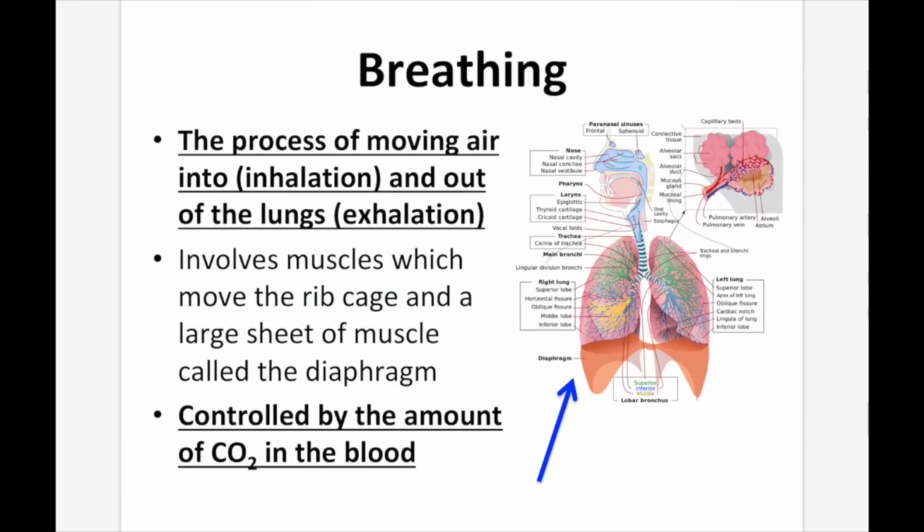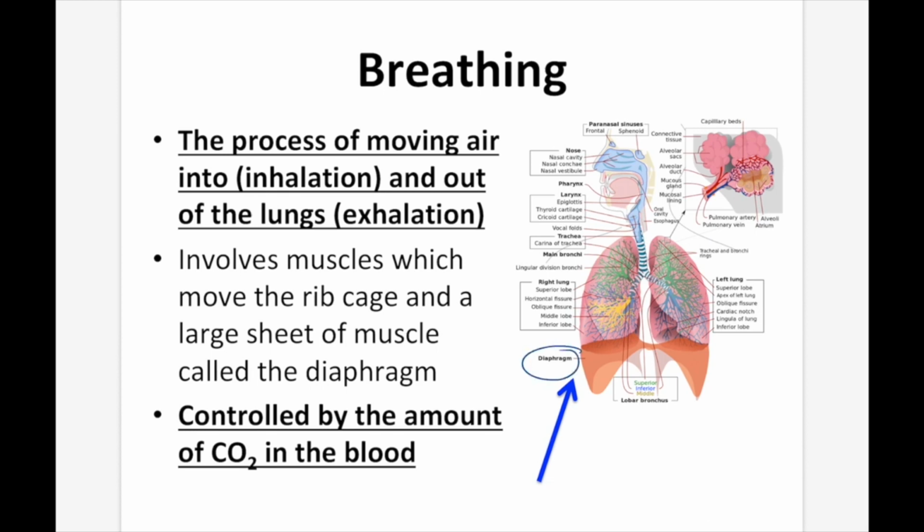Breathing. It's something that we take for granted because we do it all the time. But it's a little bit more complicated than what we think it might be. So breathing is the process of moving air in, inhalation, and out, exhalation. The more complicated part is that it involves numerous muscles in order for this to happen. The biggest muscle that actually makes breathing possible is the diaphragm, which is a large muscle below the lungs.